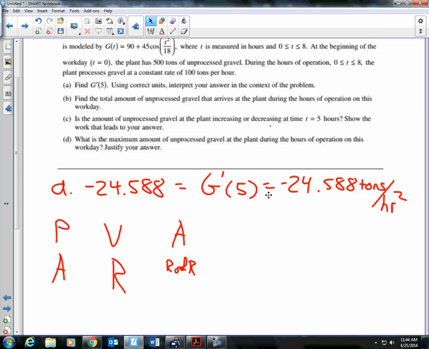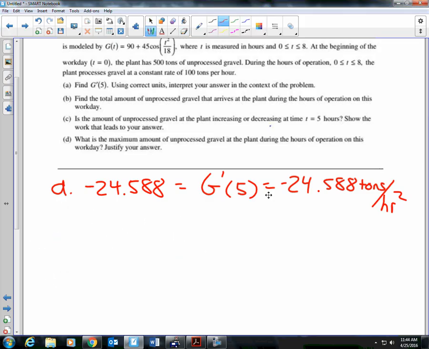Okay, we move to part B. Part B says, find the total amount of unprocessed gravel that arrives. So we're simply looking at arrival, which is G of T, during this operational workday. If we're given a rate, how do we find the amount? Take the integral. What are our bounds? Integral of G of T dt.